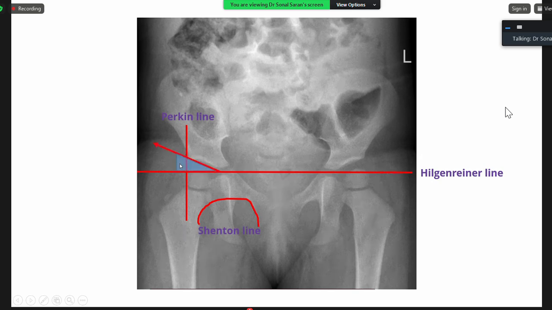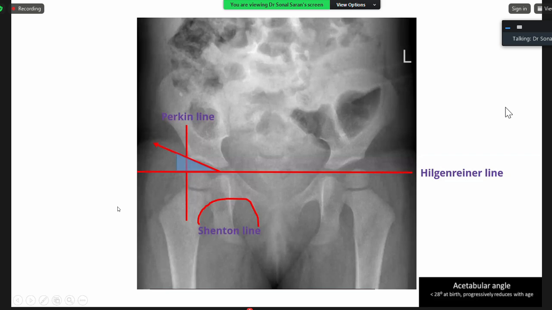And then we have this angle, the acetabular angle, which is normally less than 28° at birth and progressively decreases with age. With DDH, normally the head of the femur lies in the inferior medial quadrant of this crossing of the lines. In cases of developmental dysplasia of the hip, you won't see the normal femoral head lying over here, and it will dislocate laterally.